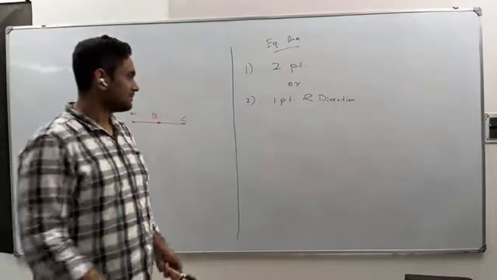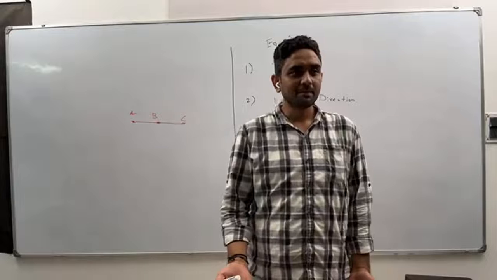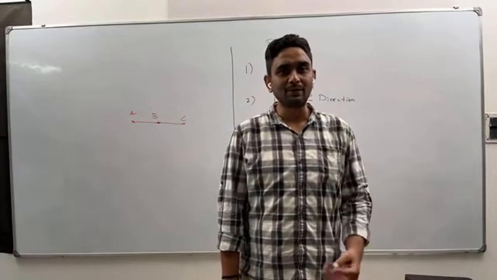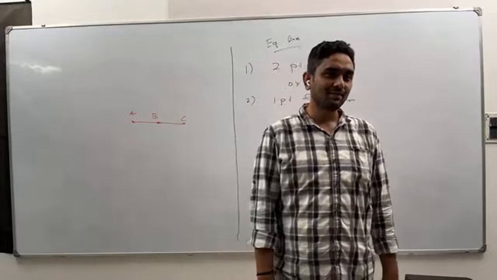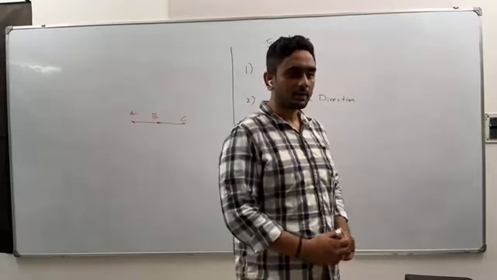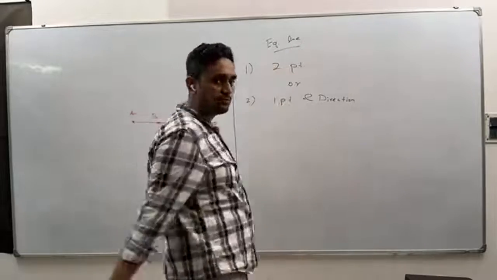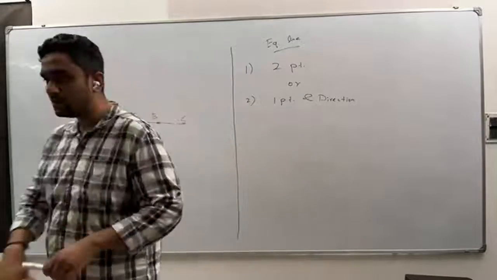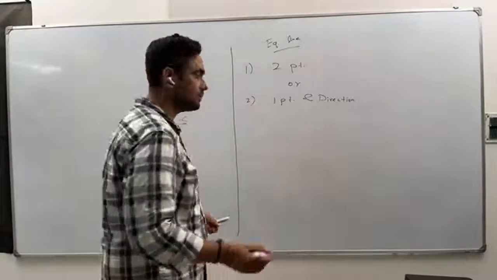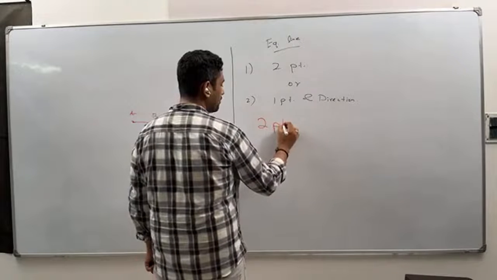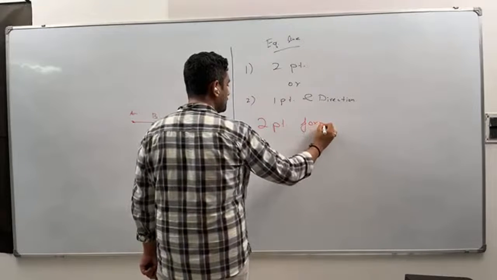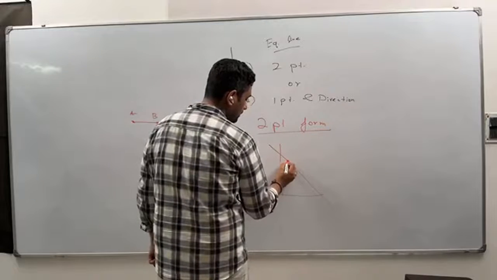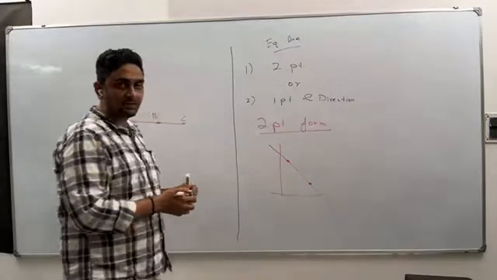So this is all we need. Once we have got this, we know the line. But knowing the line and finding the equation are two different things. So how to find the equation? We'll do the first one when you have two points, which we call the two point form. In the two point form, two points on the line are given.